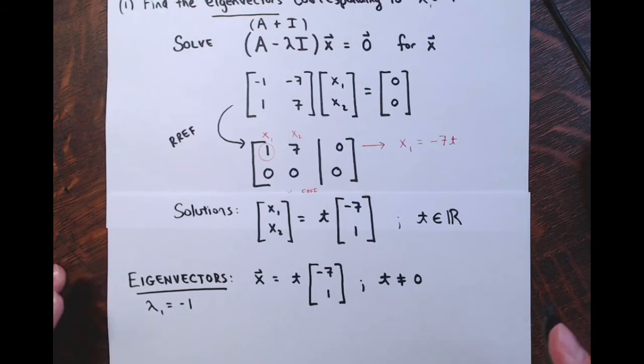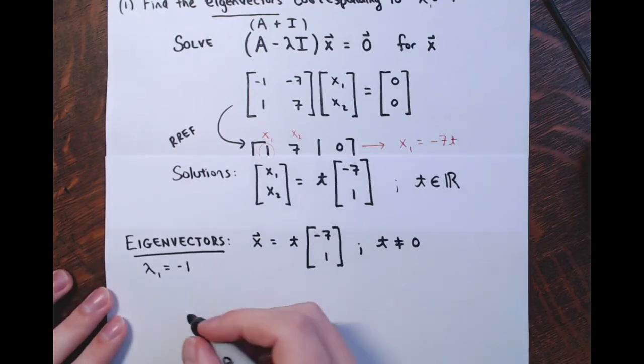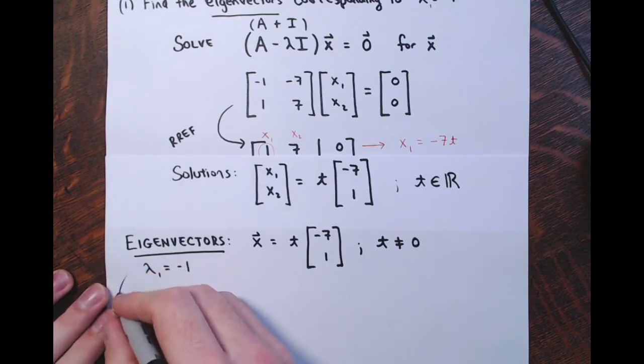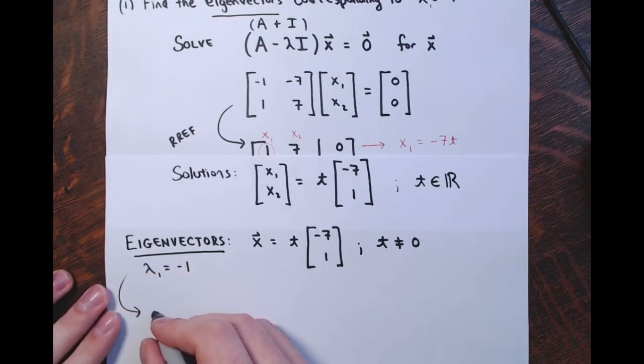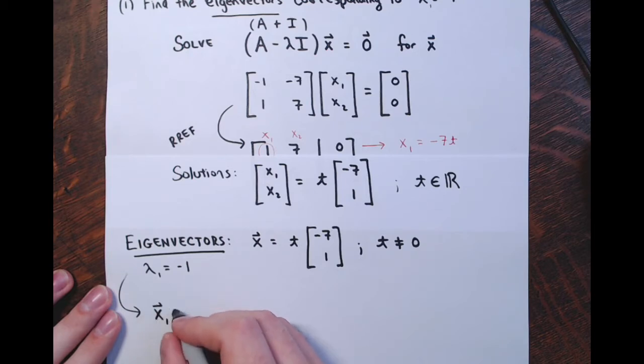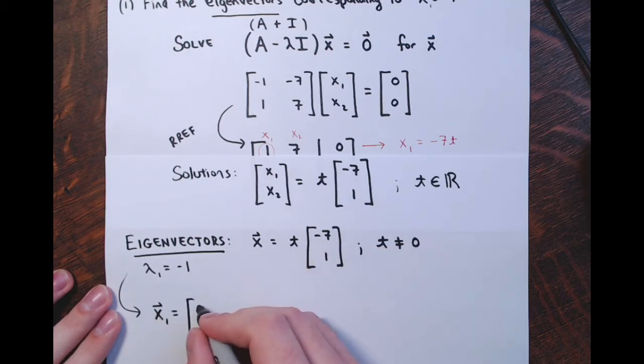Now, very often they're like, okay, let's just take -7, 1 then. So they might just say, an eigenvector corresponding to this, maybe call it x1, just take the vector -7, 1.